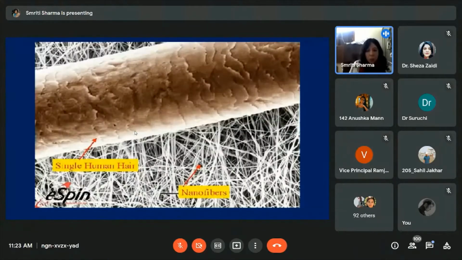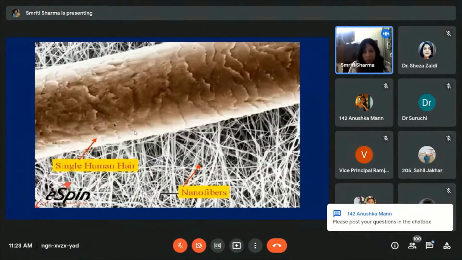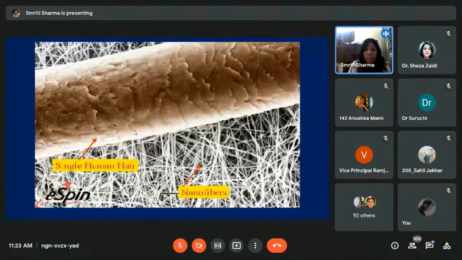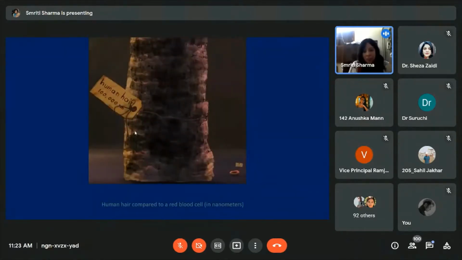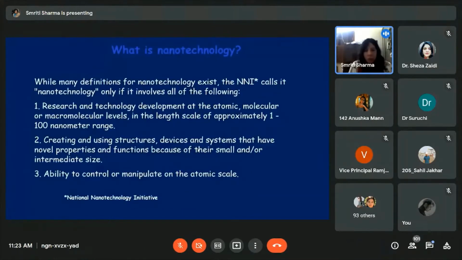Nothing brings it home more than this picture, which makes it very clear what we are talking about. This is a human hair, this log-like, wooden log-like thing. You compare it with nanofibers. It is 80,000 nanometers wide. So just imagine, if you have 1 nanometer, 80,000 times that would be your hair, one single piece of hair. And if you compare it with the RBC, the red blood cell of our body, just have a look. This is the RBC, and this is a human hair. So you can imagine the kind of scale we are talking about.